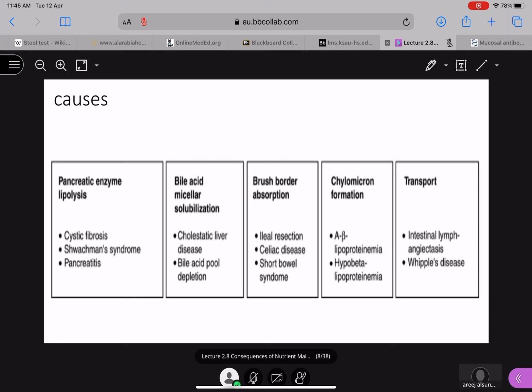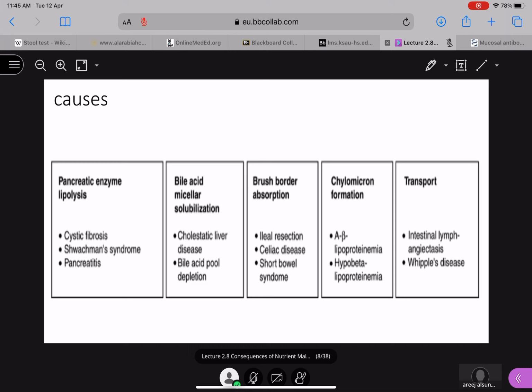So what are the causes of steatorrhea? If we understand how the absorption of the lipid happens, we can figure out the causes of steatorrhea. So first, we said the pancreas will secrete lipase enzyme, which is an important step in digestion. So if there is a pancreatic insufficiency, then there will be steatorrhea. Pancreatic insufficiency happens in cystic fibrosis, in Shwachman-Diamond syndrome, and in pancreatitis.